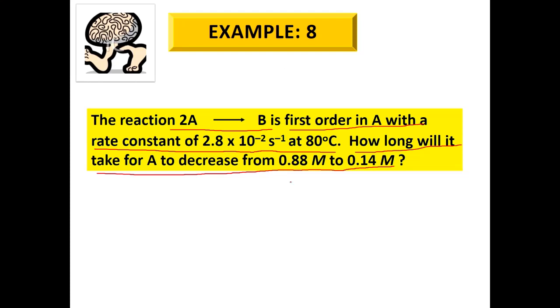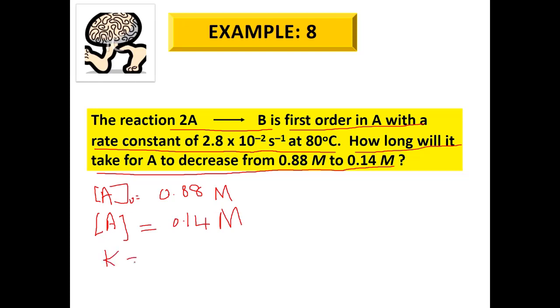Okay, from this example, given A naught is equal to 0.88 molar, A is 0.14 molar, and your k is 2.8 times 10 to the power negative 2 s negative 1.